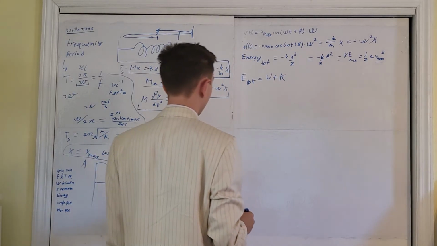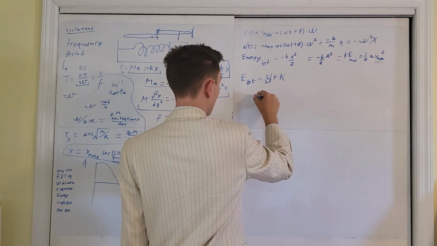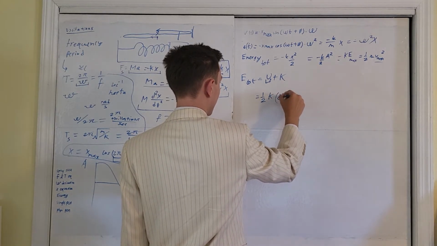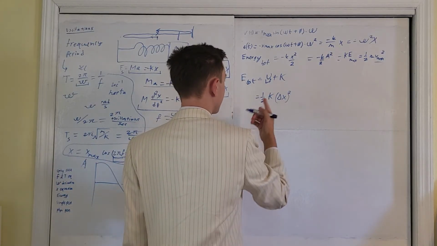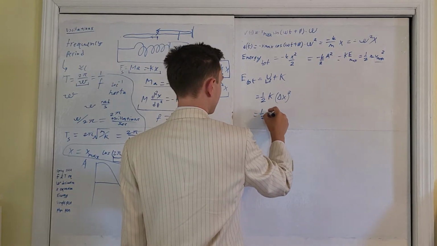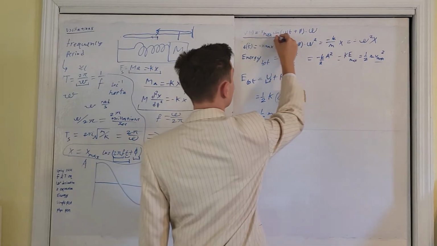If you wanted to find the potential energy at any given point, you would just do 1/2 spring constant k times the displacement at that point squared. If you wanted to find the kinetic energy at any given point, you would do 1/2 m times v squared, and v, of course, is a function we just derived.